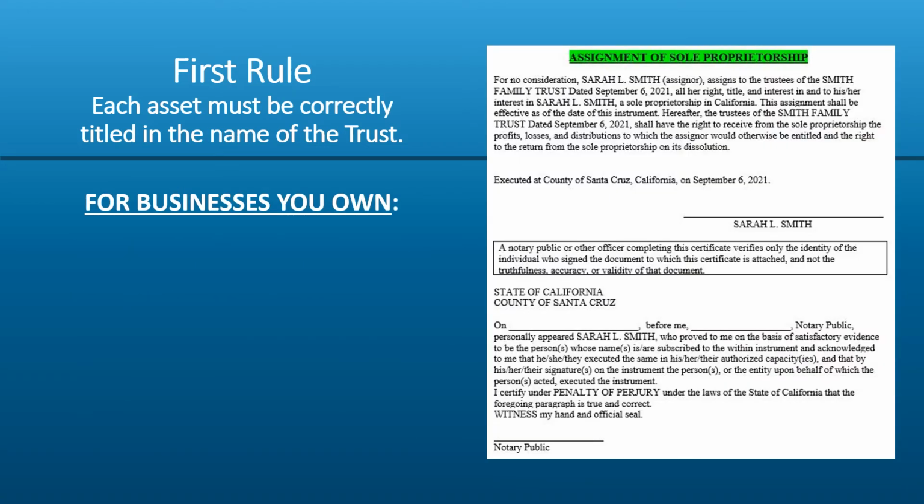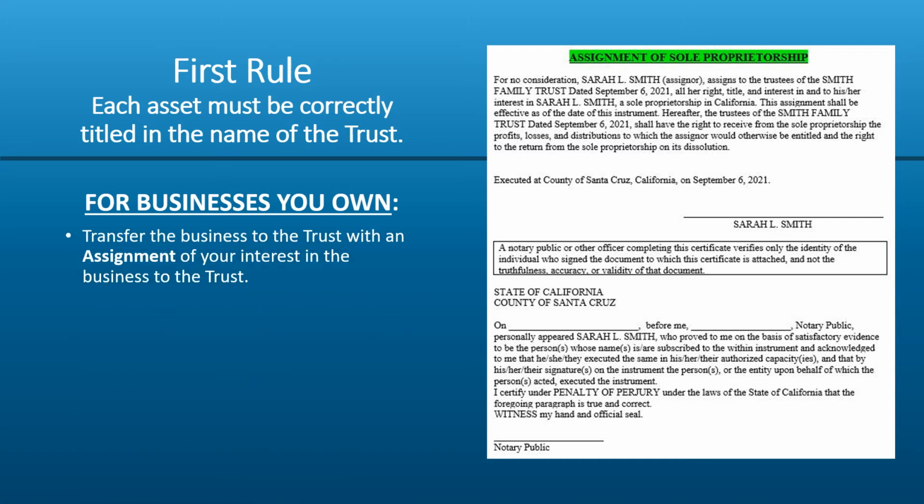And for businesses you own, let's look at how to follow the first rule. You will want to transfer your business to the trust with an assignment of your interest in the business to the trust. This is a document that should be prepared by an attorney, and an example is shown on the right.